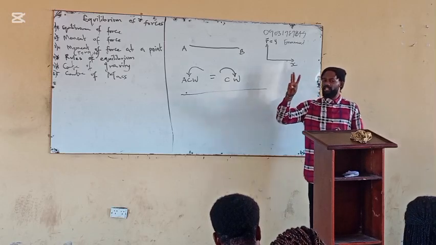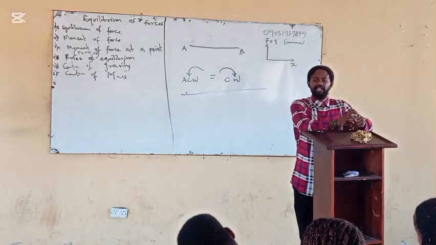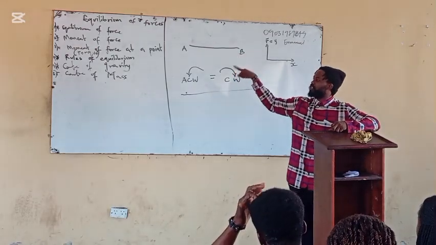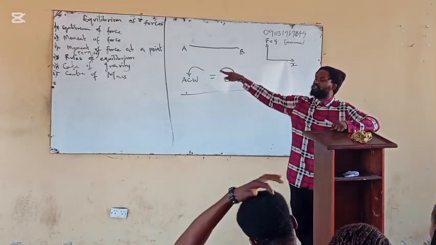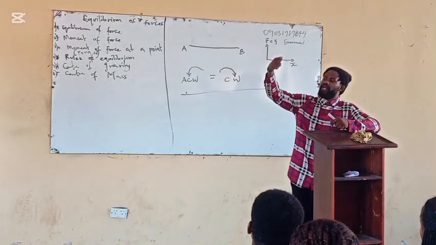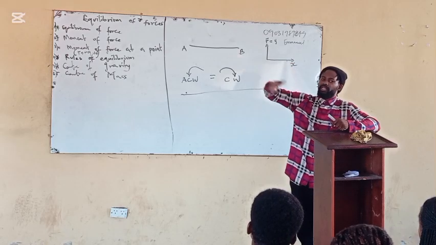Now, the number 3 and the last one. Notice that from definition, we talked about equilibrium of forces, talked about moment of forces, then we talked about torque. Now, notice that somewhere now, we've gotten something about equilibrium, upward and downward. Now, we are talking about clockwise moment and anti-clockwise moment.